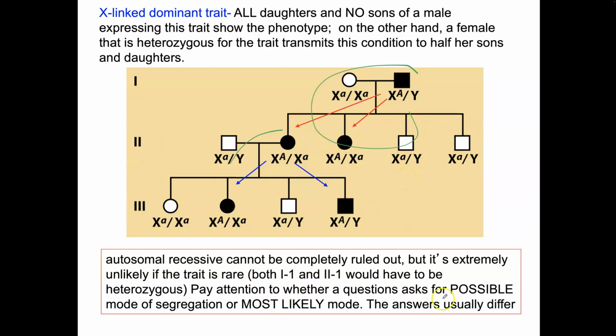But I may ask you, tell me what all the possible modes of segregation are, but tell me also what the most likely one is. This is usually the one I'm interested in. The answers for these are often different. So you want to be careful when you're reading a question, because with a multiple choice, if it asks is autosomal dominant the most likely, it wouldn't be. Is X-linked recessive possible? Yes, it may be possible, but it's not the most likely, right? So just pay really careful attention to the wording of those questions.